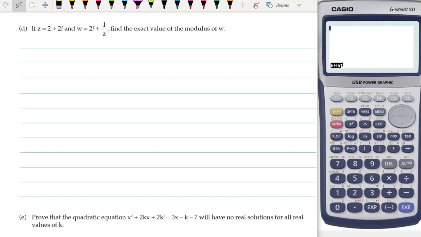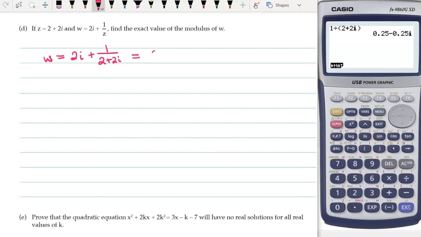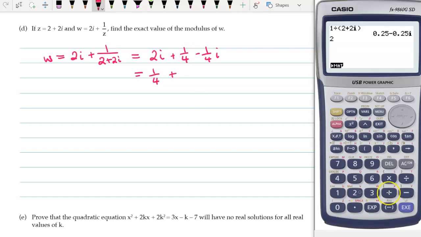Okay, we want to find the modulus of w. Let's pop z into it. So we have 2i plus 1 over 2 plus 2i. On the calculator, let's do 1 divided by 2 plus 2i. Since it's got no algebra in there, we'll take the easy option with the calculator. So that is going to be 2i plus a quarter minus a quarter i. The real part is a quarter. The imaginary part is 2 minus a quarter, so 2 minus 1 quarter is 7 over 4.